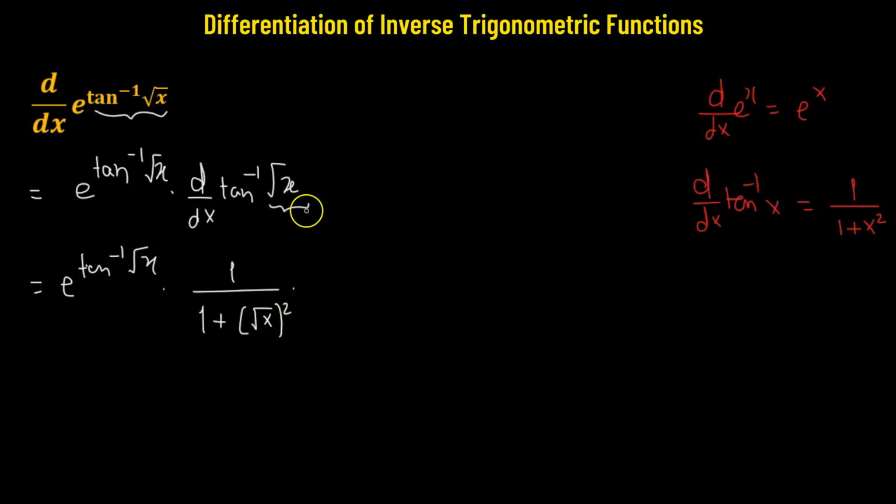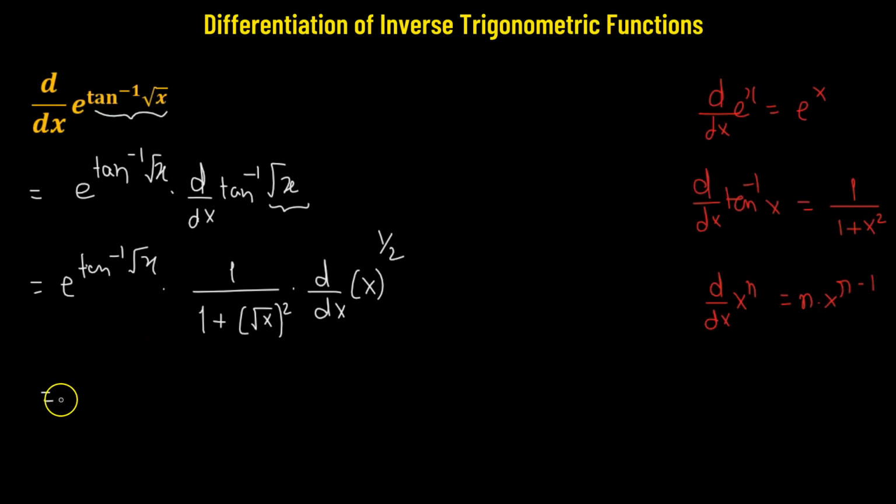Again, we need to apply the chain rule to square root of x. So that will be multiplied by the derivative of square root of x, which is simply x raised to the power of half. So here we can apply the power rule. Our power rule is the derivative of x raised to the power of n with respect to x, so that's n times x raised to the power of n minus 1.